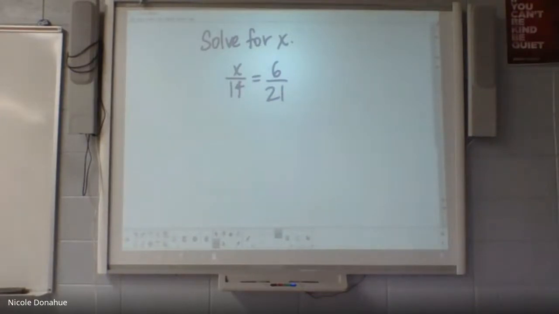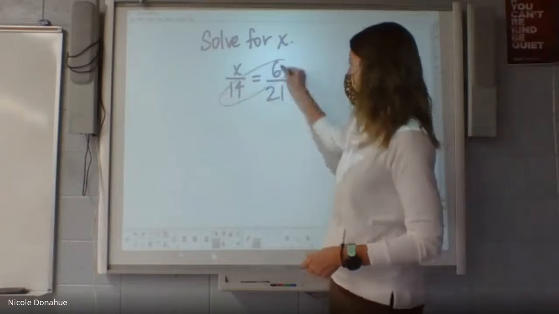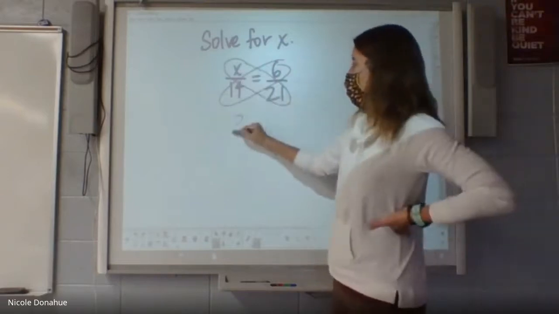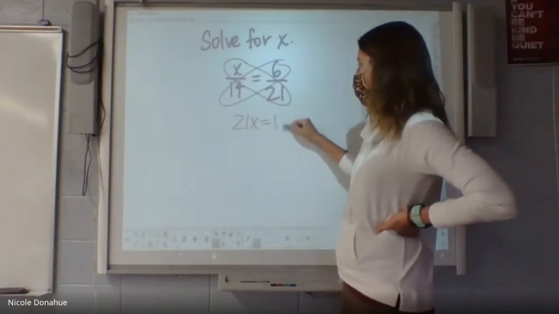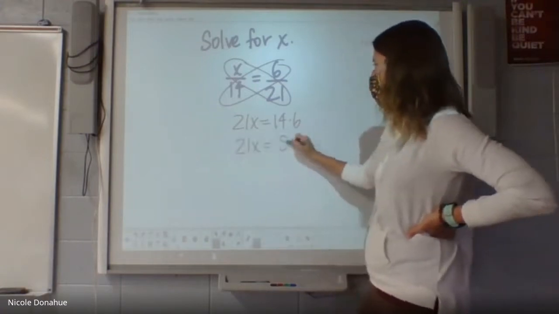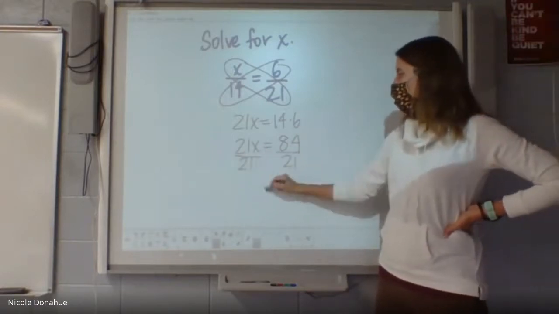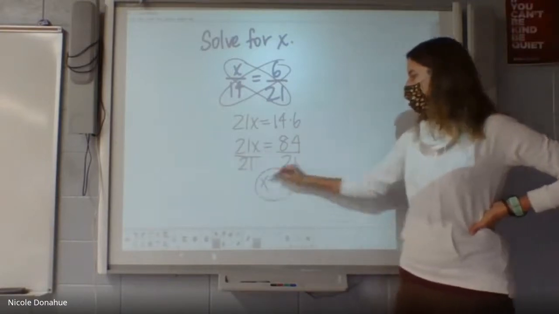You might want a calculator handy in case your long division skills are a little rocky. So we cross multiply and set equal. So I get 21x equals 14 times 6. So 21x equals, I believe, 84. Divide by 21, and we find out x has to be 4.